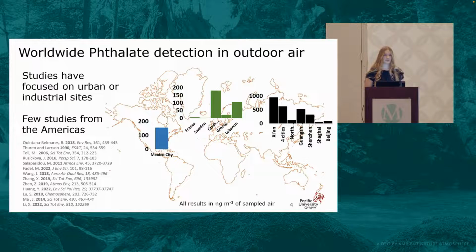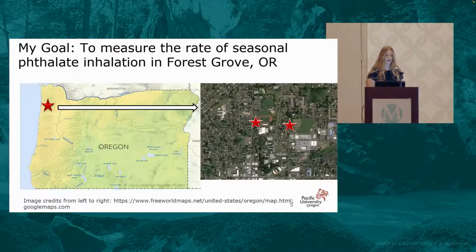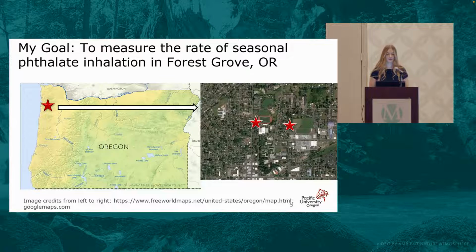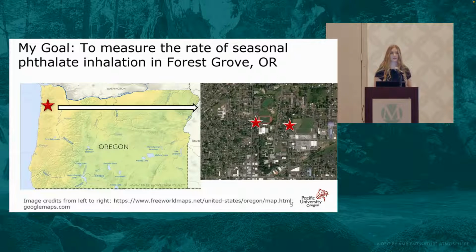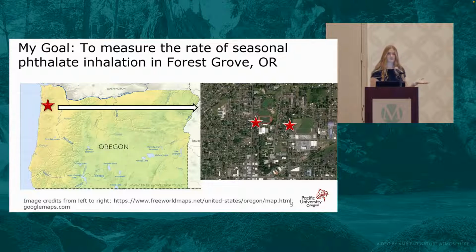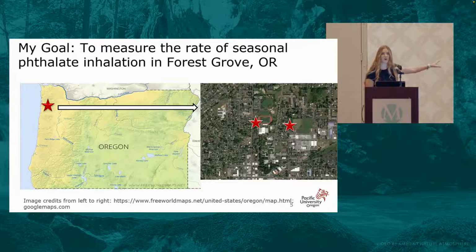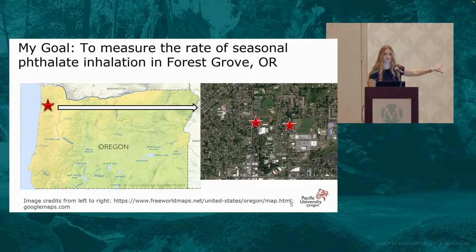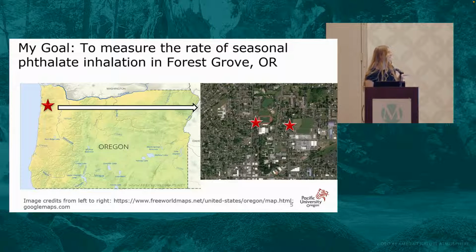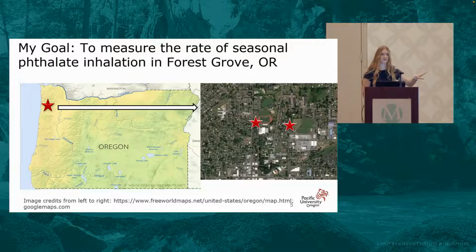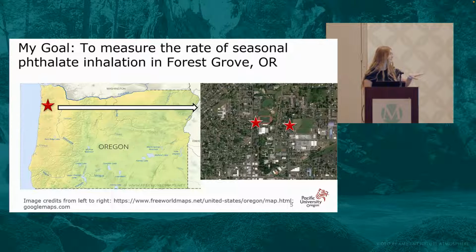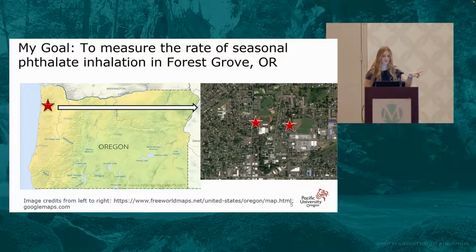there really are no studies done in phthalate detection in outdoor air in the United States, so we don't really have an idea of what these concentrations look like here. And so that's where my project begins. I would like to fill these gaps in the United States by beginning to sample for phthalates in outdoor air in Forest Grove, Oregon. And so that is an approximate location of Forest Grove in Oregon, if you've never heard of it before. The picture on the right depicts the 2 air sampling locations that we have in Forest Grove. So that's the campus where I go to school, Pacific University.